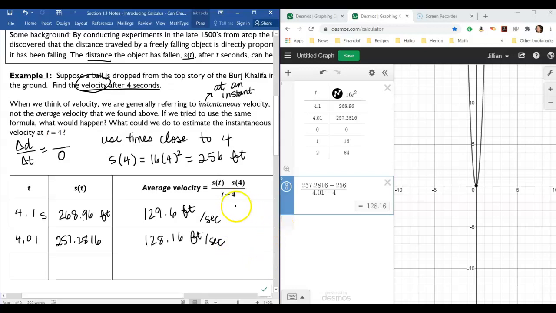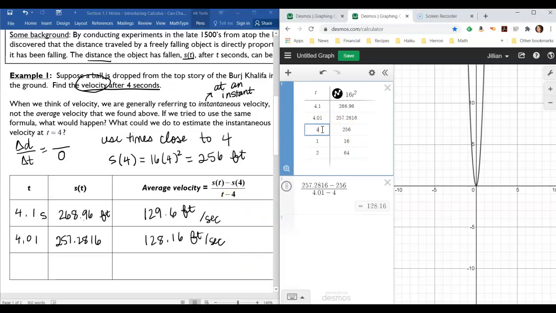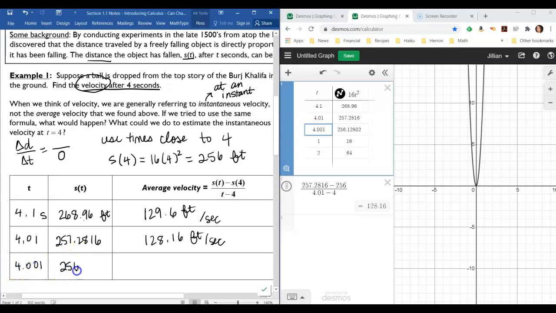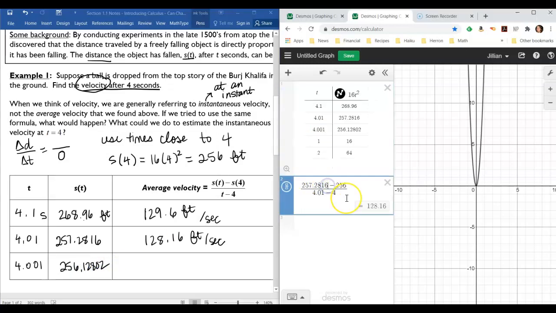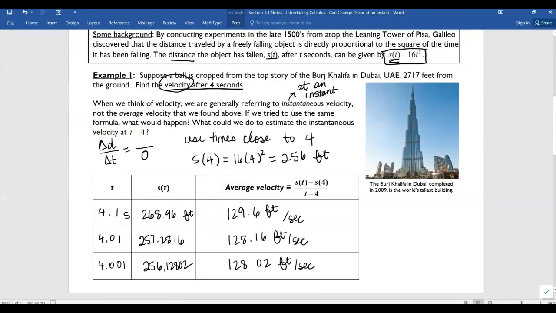And let's get a little closer to 4, not quite 4 still, 4.001. And I get 256.12802. And let's calculate our average velocity using that same value. Notice I'm only changing the first ones because the second point is always at 4. All right, and I get 128.2. And so that's just my average velocity as I'm getting closer and closer to 4.